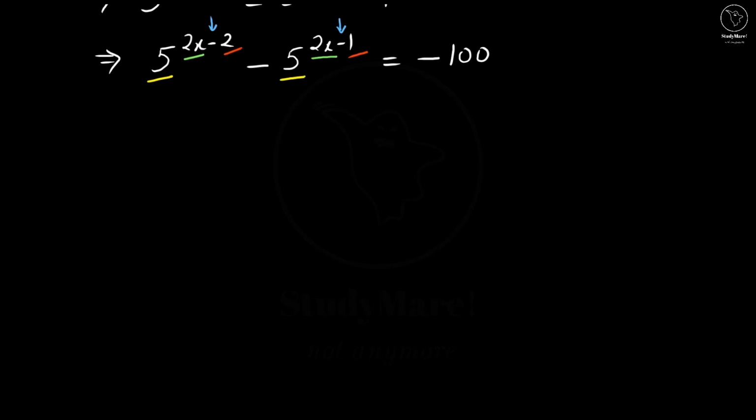Better to say minus 2 in the first term and minus 1 in the second term. If we add minus 1 to minus 1, we will get minus 2. Had it been 2x minus 2 in both, we could have taken it as common and solved it easily. So how can we make these two terms similar?